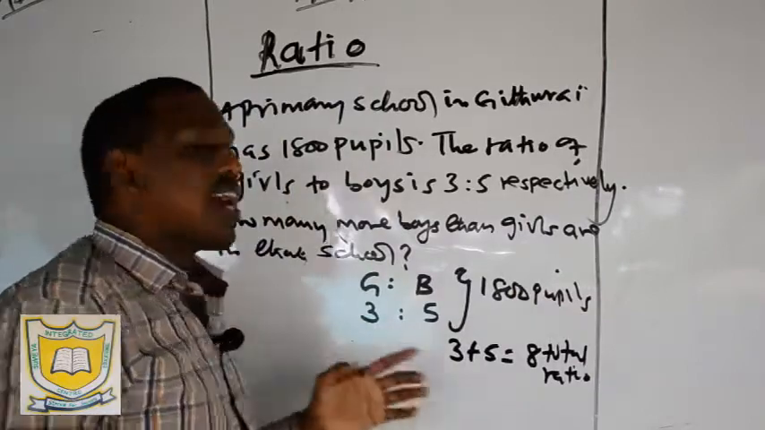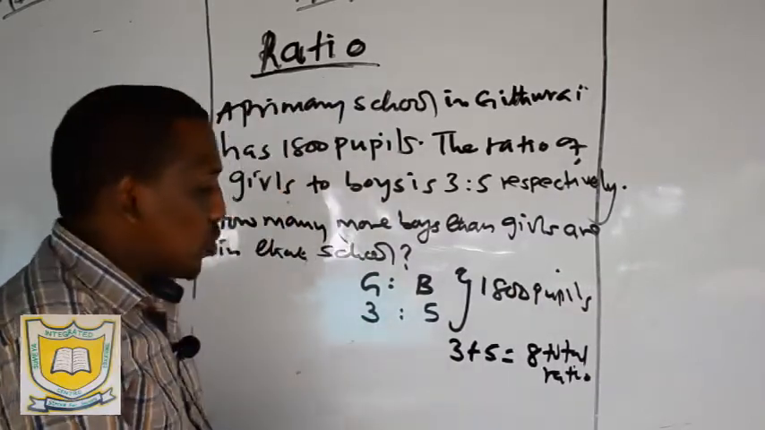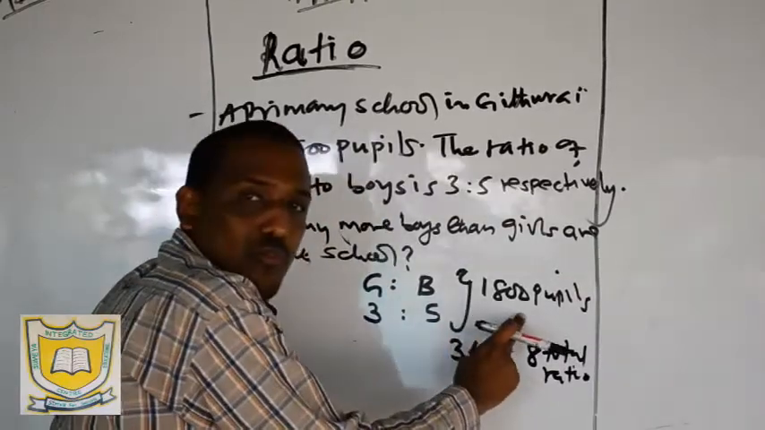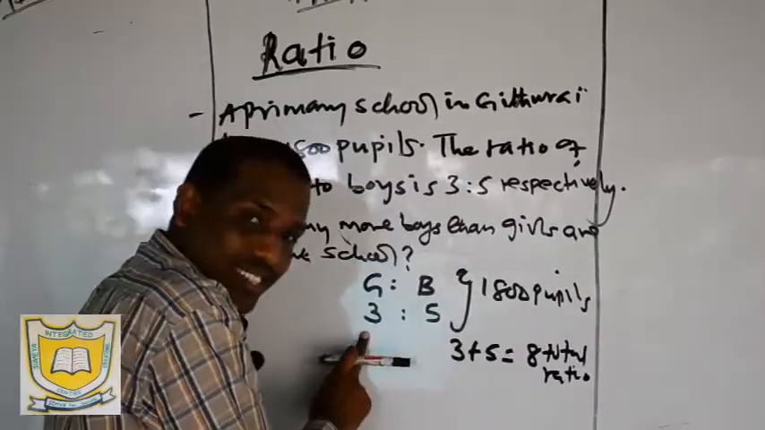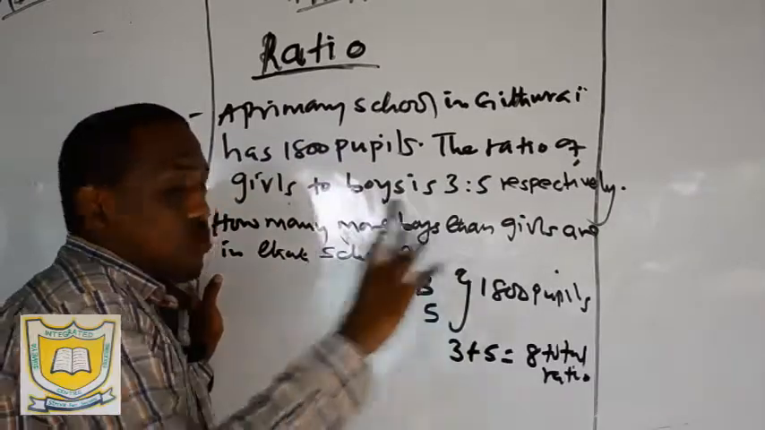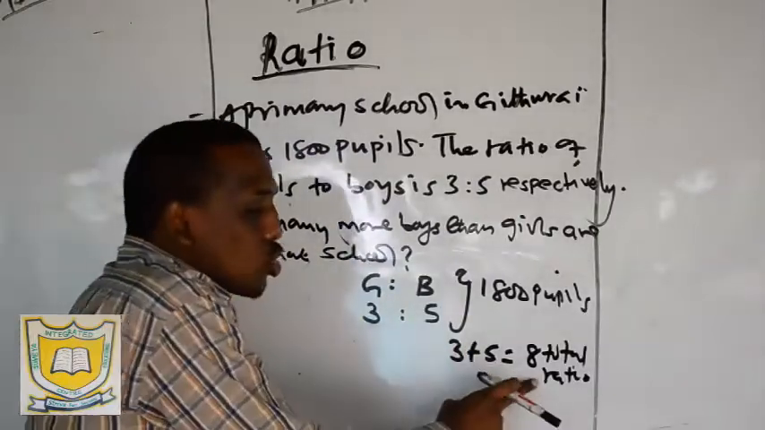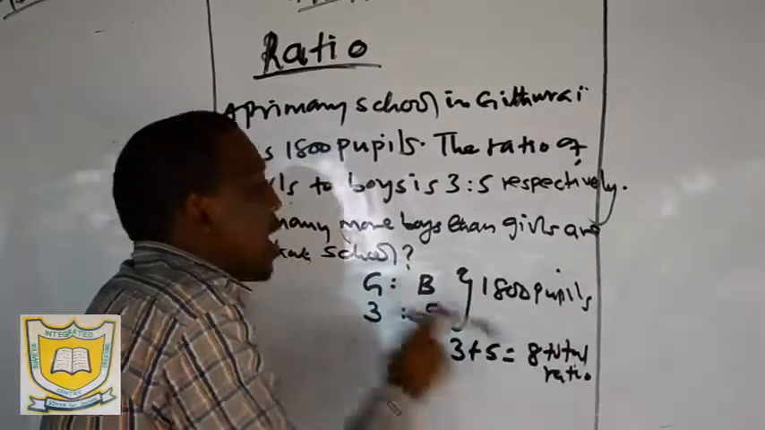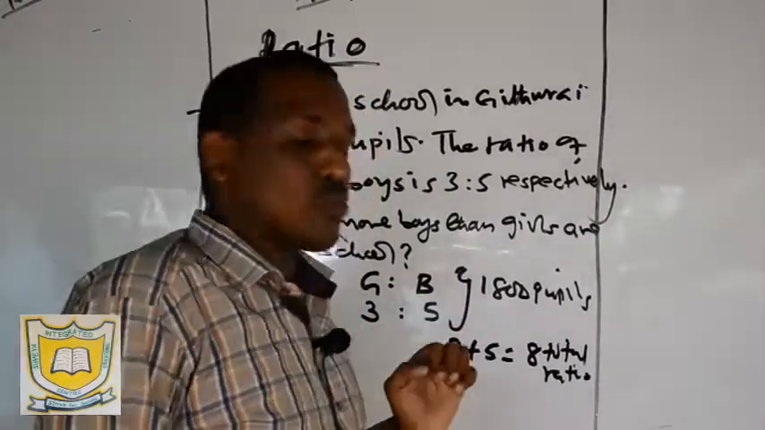So now they're asking how many more boys than girls. So what we do now, you say if the total ratio is equal to the total number of pupils, what about girls? You get 3. Then you put it somewhere. Then you say if this total is equal to this, what about boys? 5. You put it somewhere. How many more? Then you subtract. That's one way we can do it.